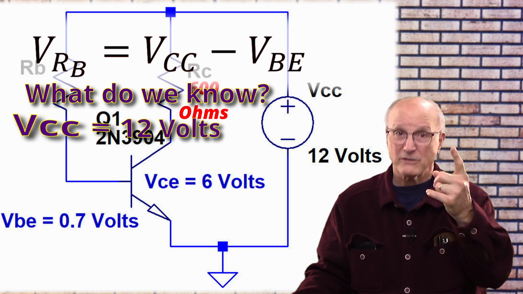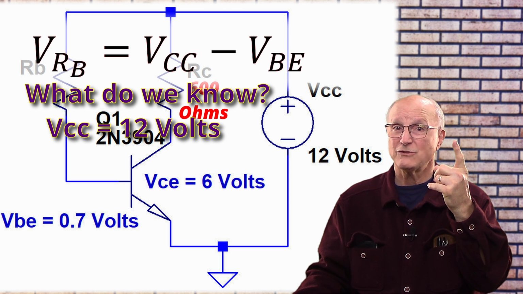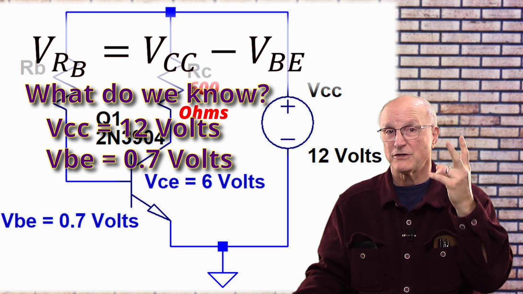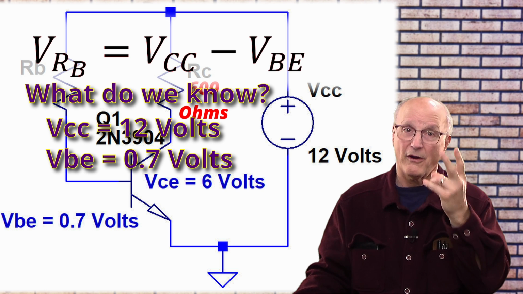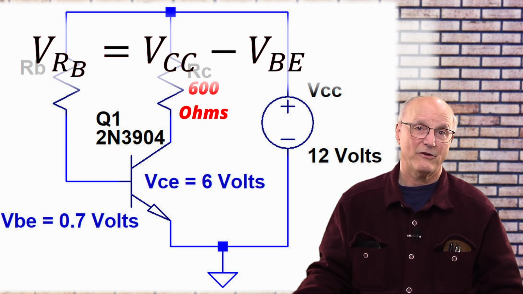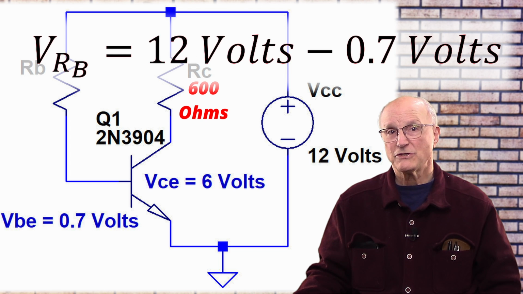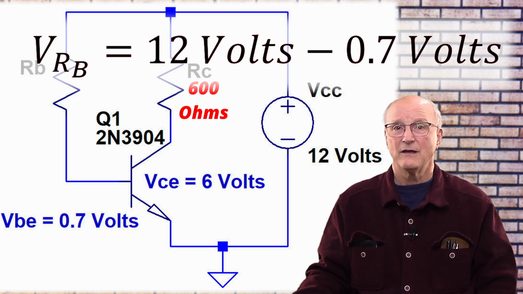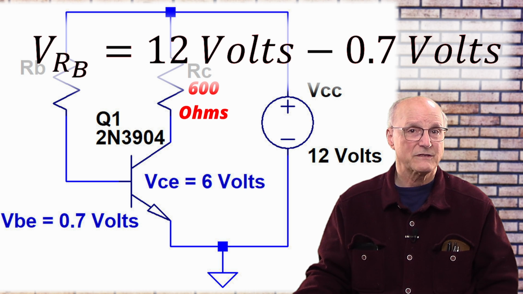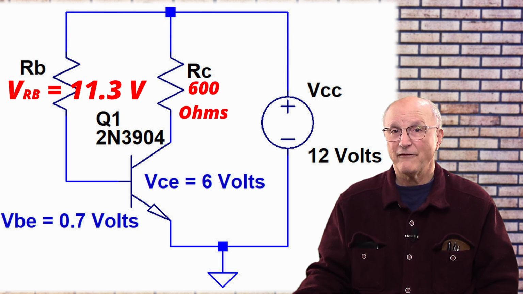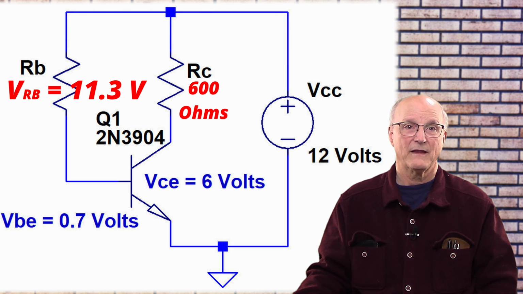Well, we know our power supply VCC is 12 volts, and we know that the base emitter voltage is 0.7 volts per our model. So substituting these values in our equation, we get the voltage across the base resistor is equal to 12 volts minus 0.7 volts. So the voltage across our base resistor is 11.3 volts.